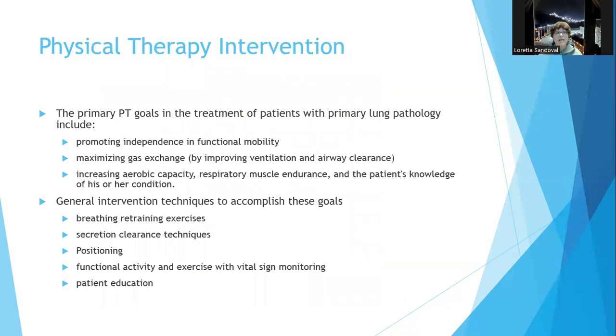Physical therapy, our primary PT goals in the treatment of patients with primary lung pathology include promoting independence and functional mobility. Sear that phrase into your mind, because when we start to get into some of the other disorders, functional mobility is it in physical therapy. We want to maximize gas exchange by improving ventilation and possibly airway clearance. We want to increase aerobic capacity, respiratory muscle endurance, and the patient's knowledge of his or her condition, so they can continue to exercise and continue to have good functional mobility.